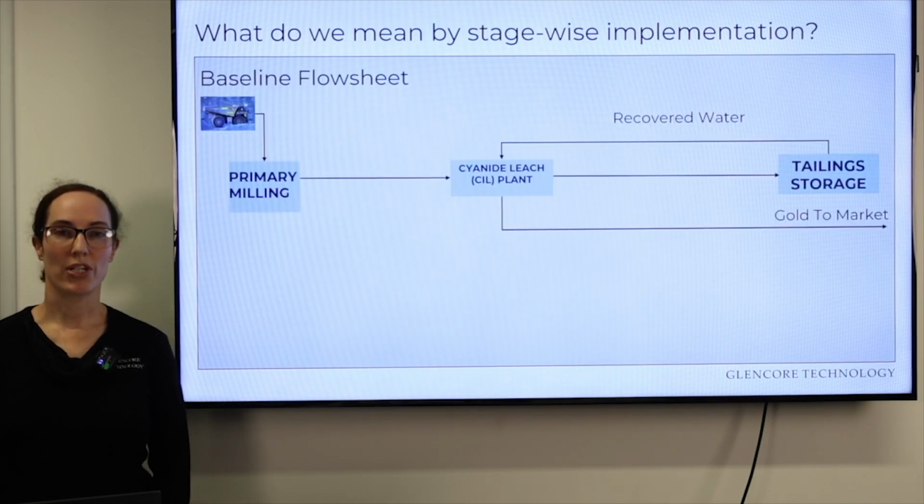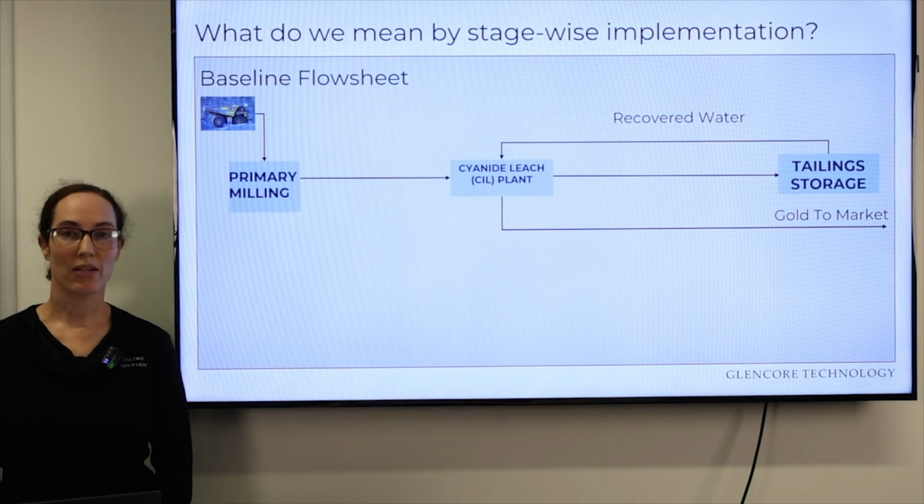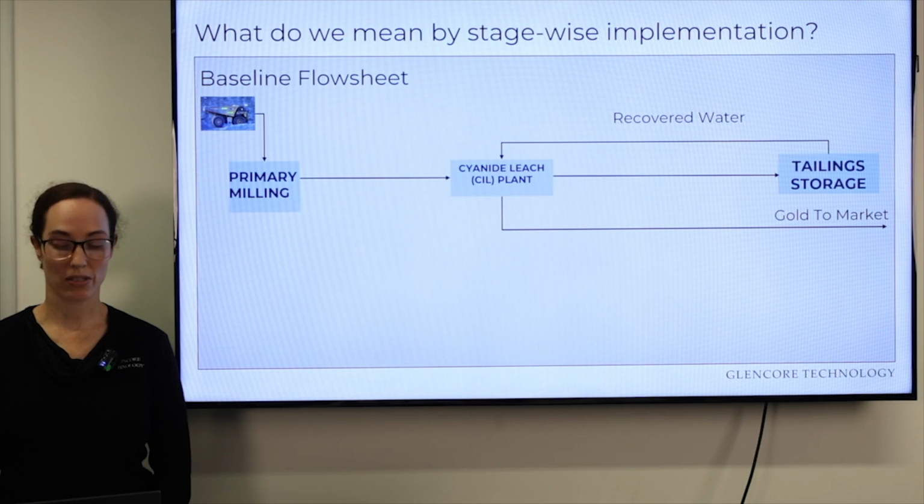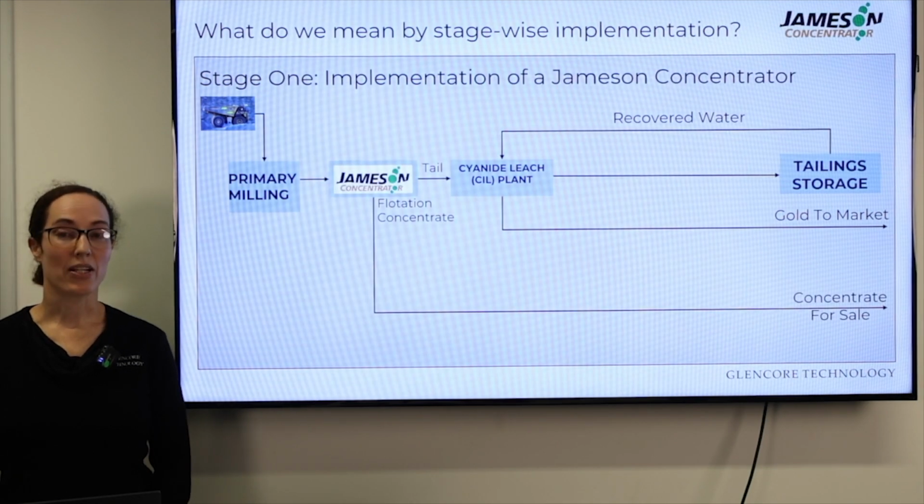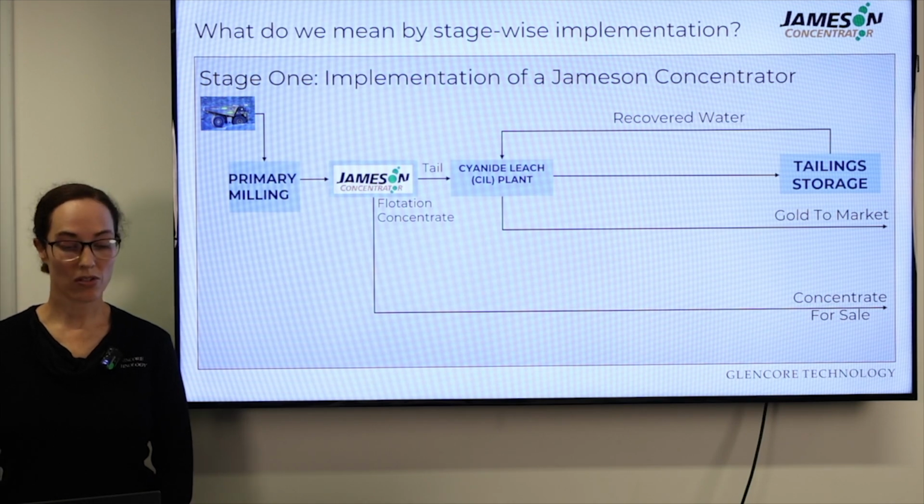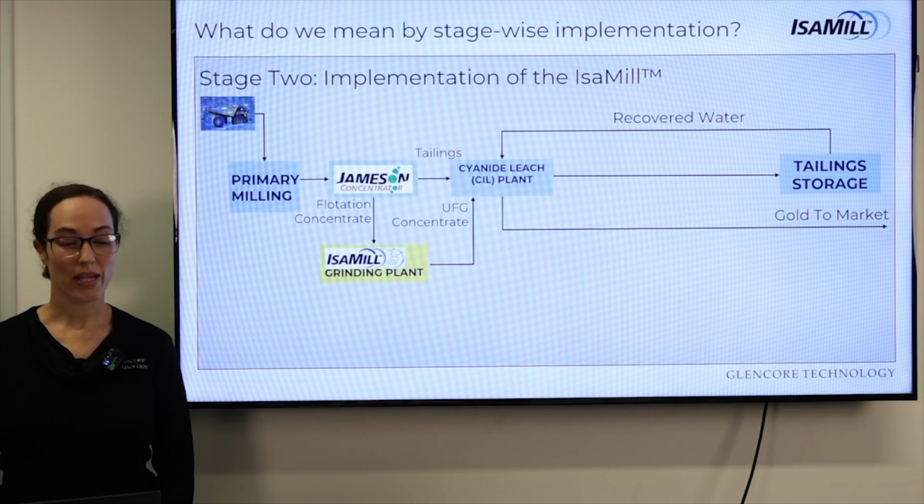So let's look at this from a flowsheet point of view. We start off with the baseline flowsheet of the ore being milled and sent straight to a cyanide leach plant. In stage 1, we implement a Jameson cell or Jameson concentrator and produce a concentrate which we can sell. In stage 2, we implement an IsaMill. The IsaMill takes the flotation concentrate, grinds it finely, and this is then fed into the existing CIL circuit. In this way, all of the ore is treated on site and all of the gold is recovered on site.